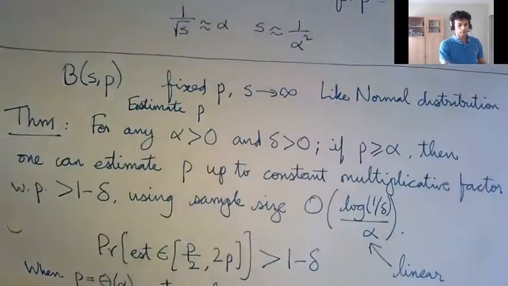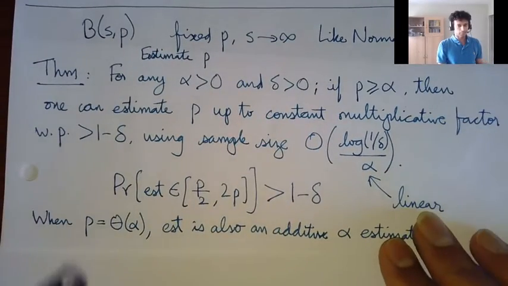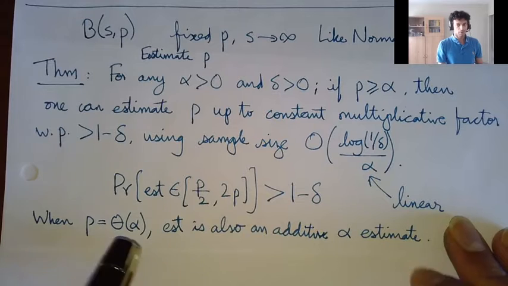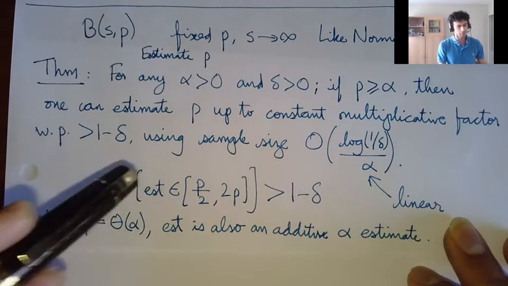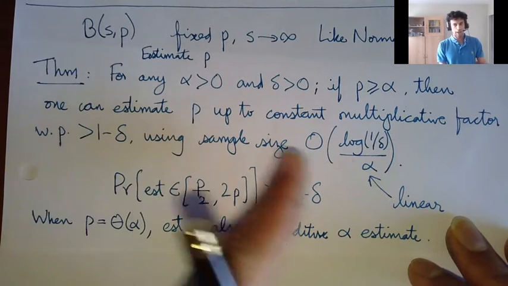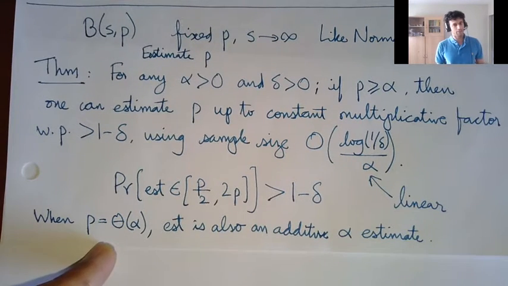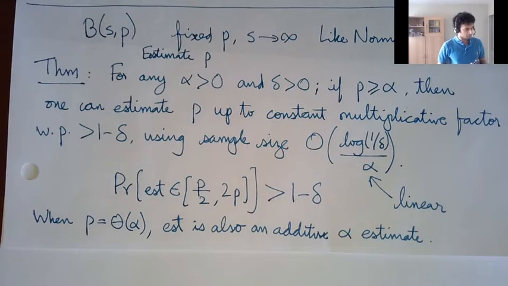And note that when P is actually theta of alpha, then the estimate is also an additive alpha estimate, if you work the math out. So you can get an additive alpha estimate to P in 1 over alpha samples, but this is possible only when P is theta of alpha. What I'm going to show you is the proof of this statement, and this uses something called the multiplicative Chernoff bound. The multiplicative Chernoff bound is one of the most important tools in the analysis of randomized algorithms, and this is one way of introducing you to that tool.